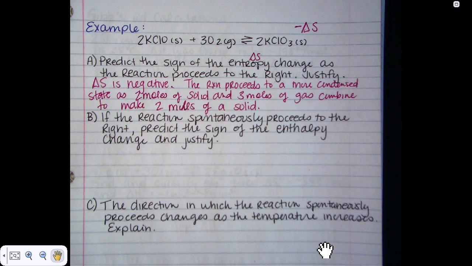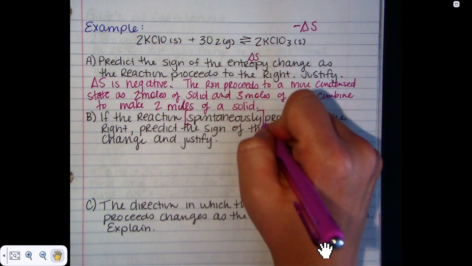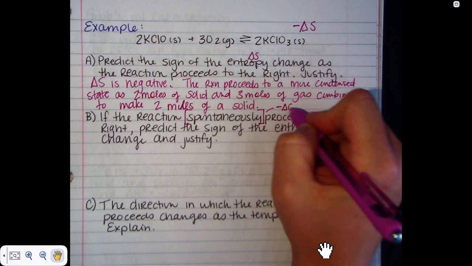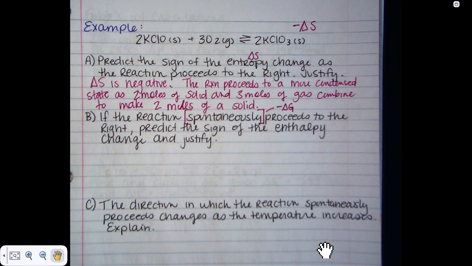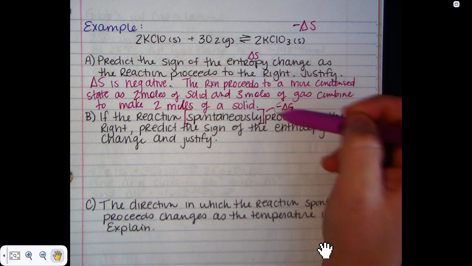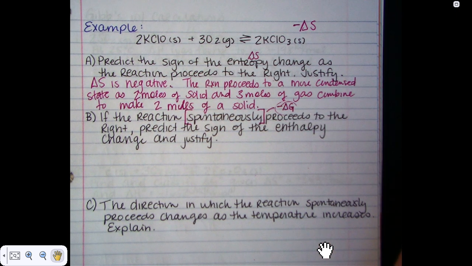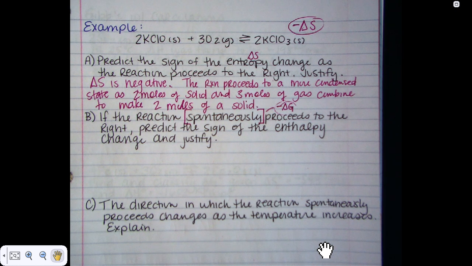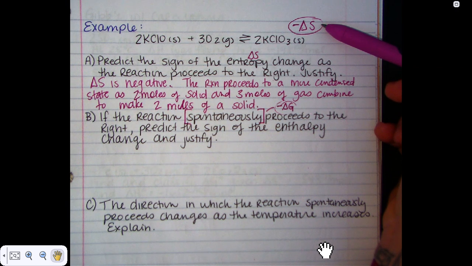Part B. If the reaction spontaneously proceeds to the right, predict the sign of the enthalpy change and justify. So what did they just tell me? What is this hint that they gave me? Oh, they told me that I've got a negative delta G. Okay. So I know that this overall has to be favorable because delta G is negative. And I know that my S is the unfavorable condition. So how can I make this favorable when I have the unfavorable S?